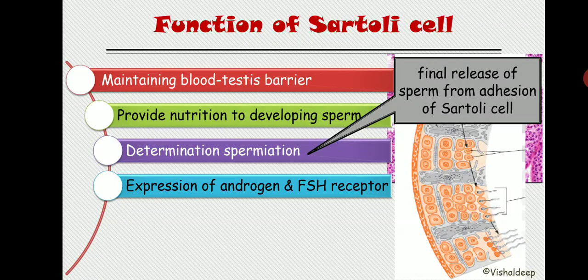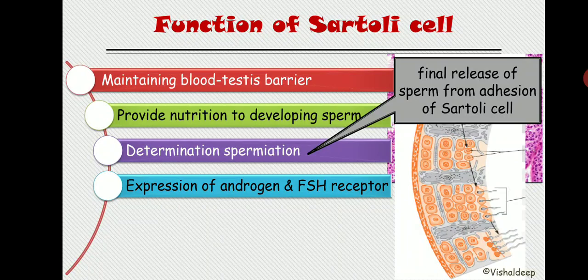Now the Sertoli cell, as we discussed in the receptor segment, has two types of receptor. One is the FSH receptor, another one is the androgen receptor. Over that androgen receptor, testosterone will bind. And one more thing, if testosterone does not bind with the Sertoli cell, the spermatogenesis will not be completed. So the next one is production.